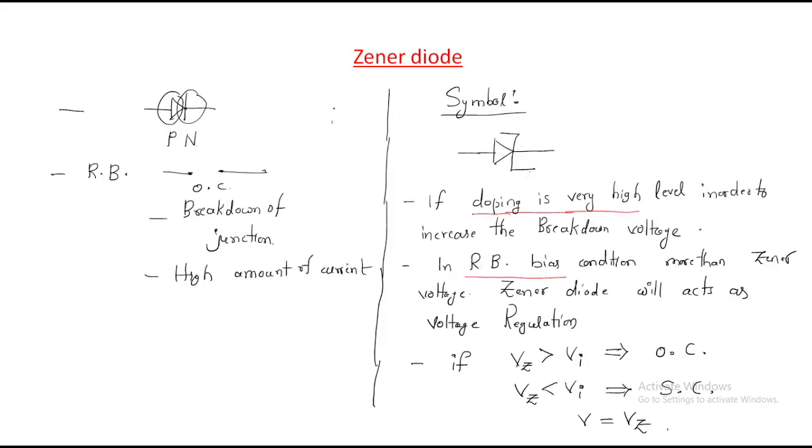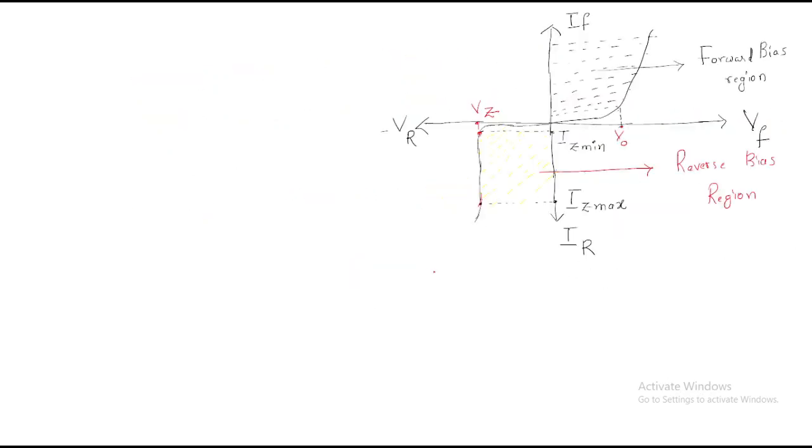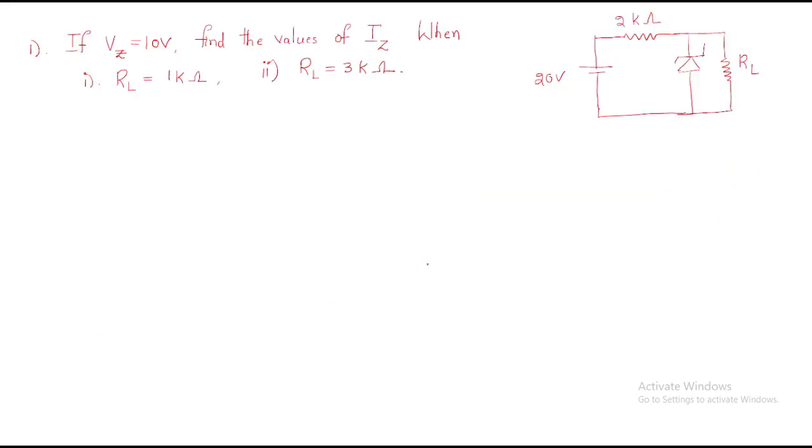This is about the Zener diode, and these are the Zener diode characteristics. And now we will discuss a small problem to understand the Zener diode characteristics. In that problem, if Vz equal to 10 volts is given, find the values of Iz. Iz means the current flowing through the Zener diode.